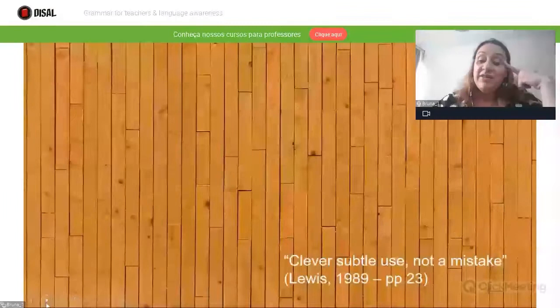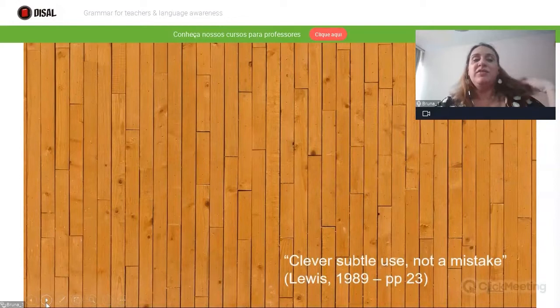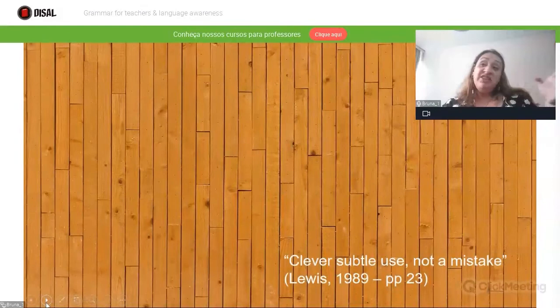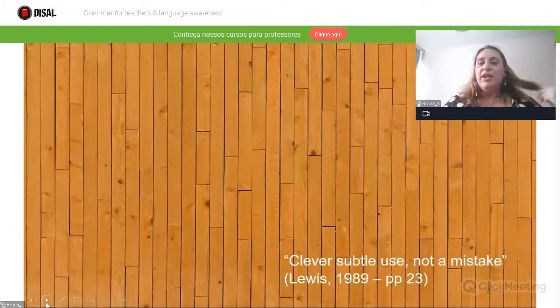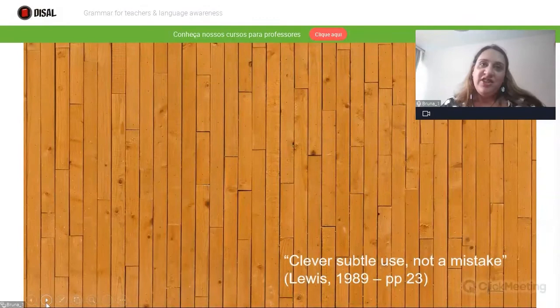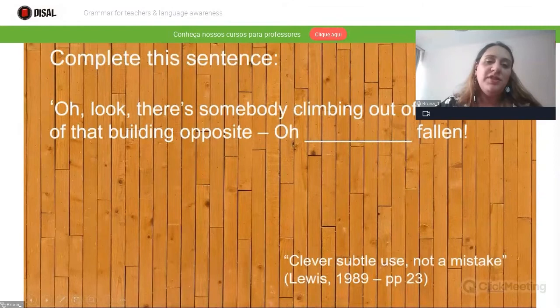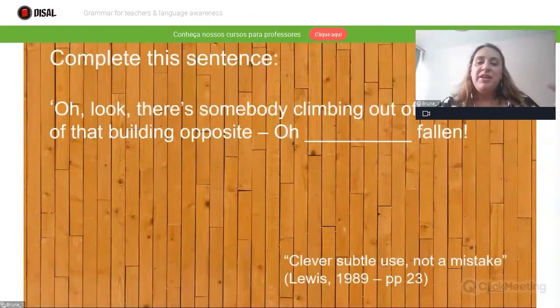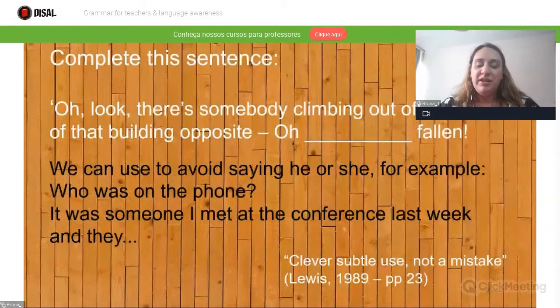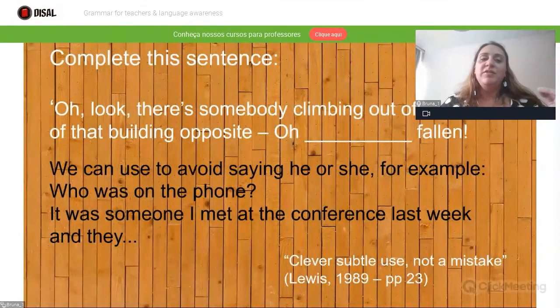And then he gave some examples. Nowadays, it's much more common for us to see because we're trying to use neutral language. But it has always been possible. Instead of being seen as a mistake, it means that we don't want to specify the gender. So for example, if you think of this sentence: oh, look, there's somebody climbing out of the window of that building opposite. Oh, they have fallen. So they, because I don't know if it's a man or a woman or it's not important to mention the gender. So it's very common for us, instead of saying he, or she, or he or she, because we don't know, to say they.